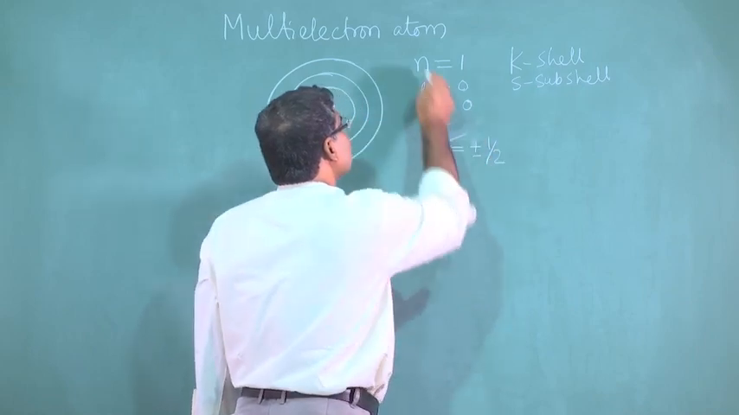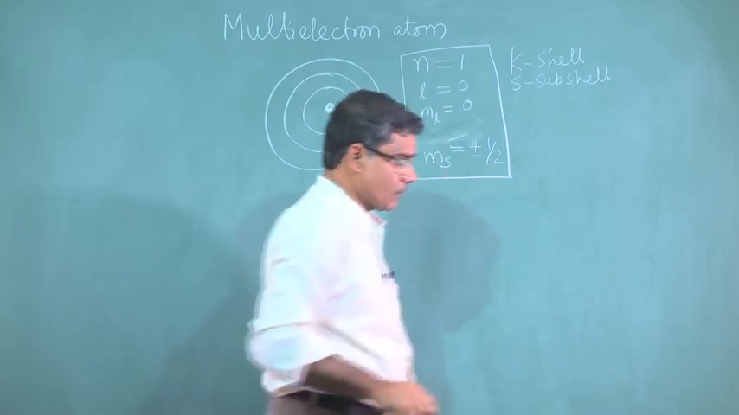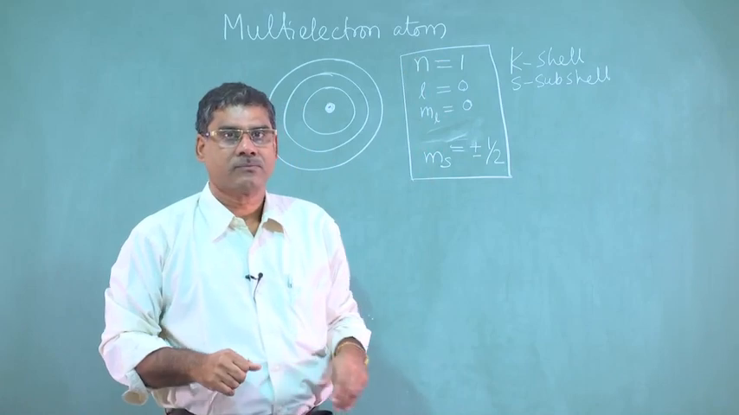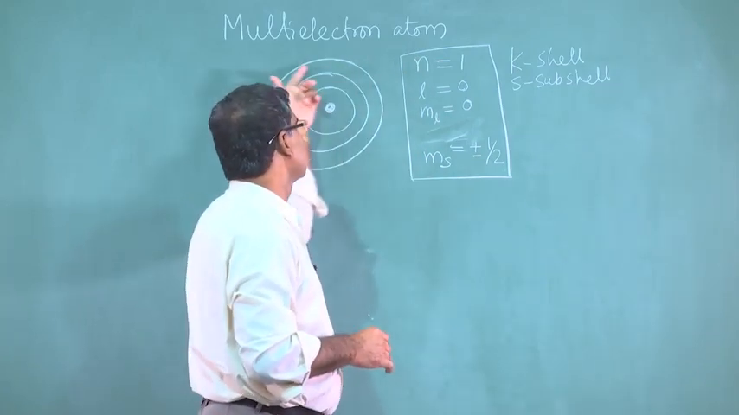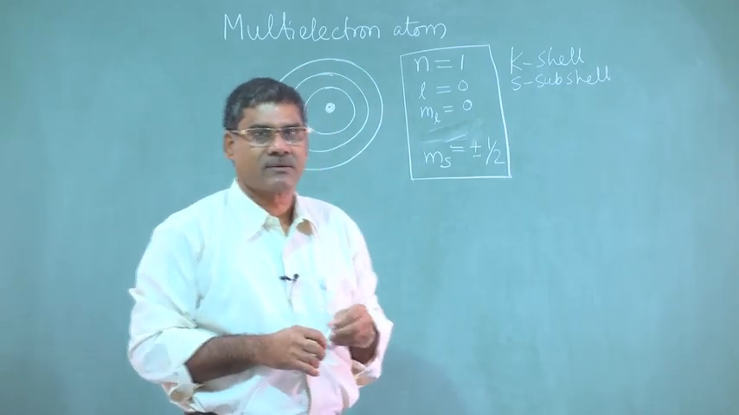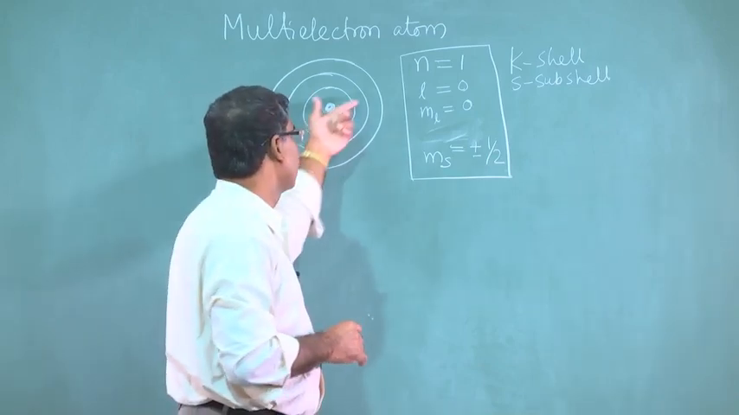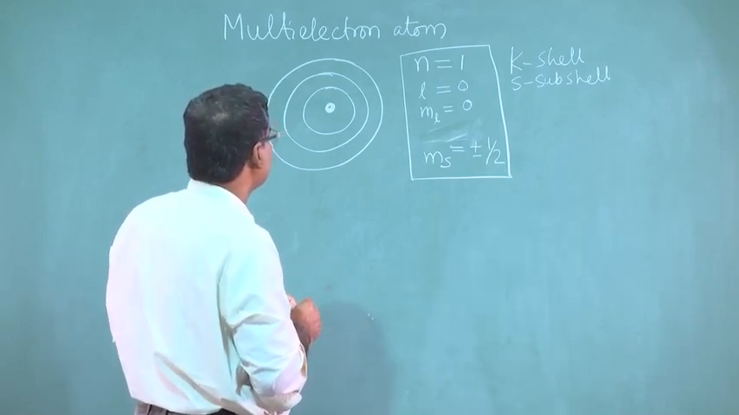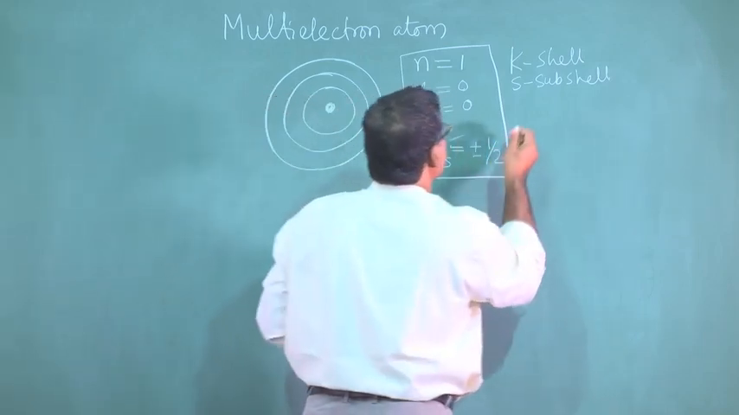So these 4 quantum numbers are used to label the energy levels, as well as to designate, to define the state of the electron.